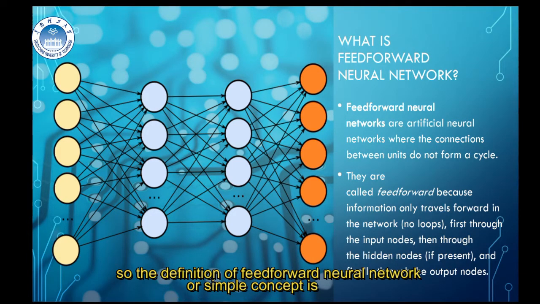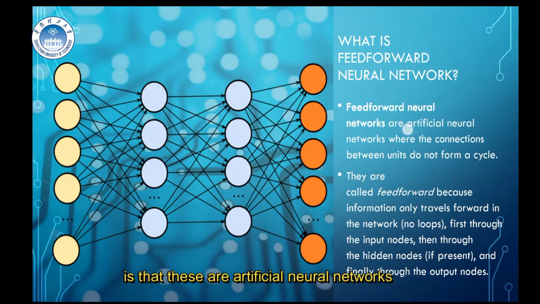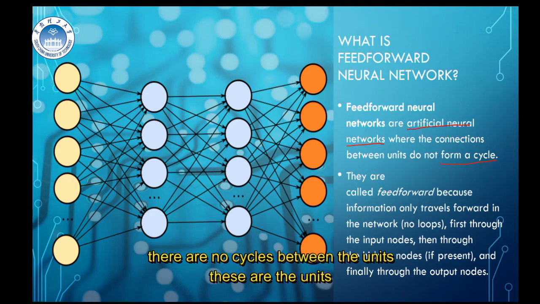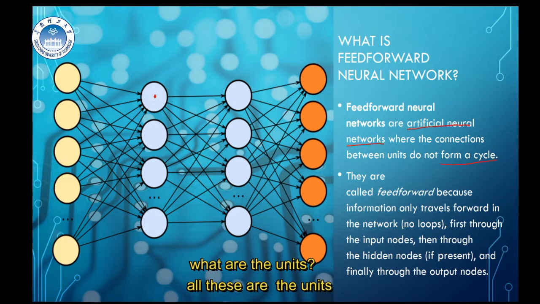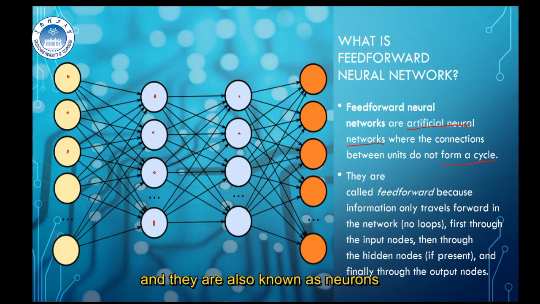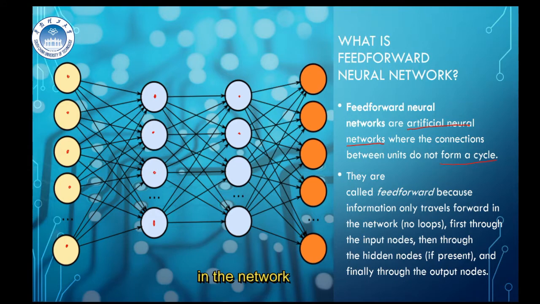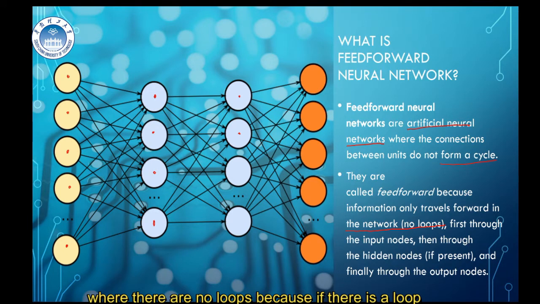The definition, or the simple concept, is that these are artificial neural networks where the connections between units do not form a cycle. There are no cycles between the units. These are the units, and they are also known as neurons. They are called feed forward because information only travels in one direction in the network, where there are no loops.